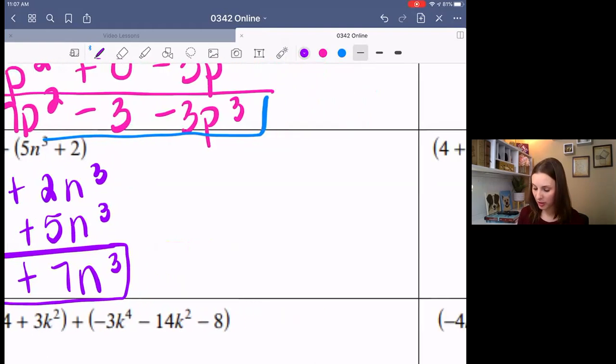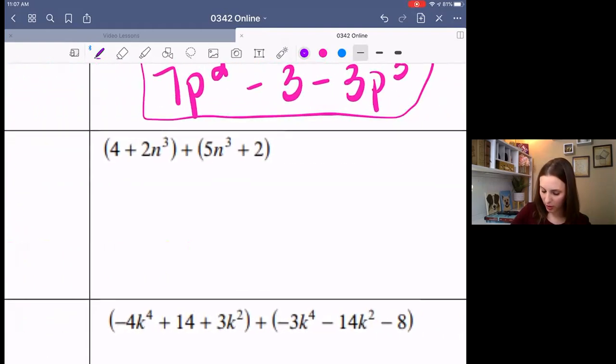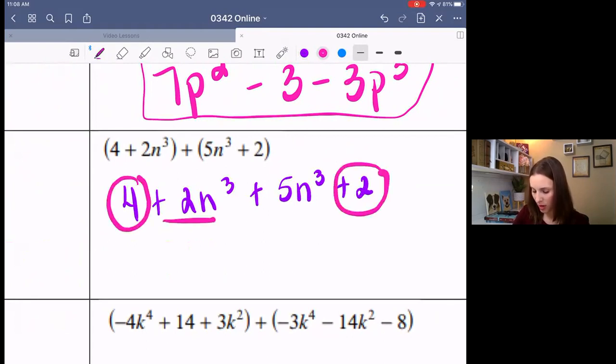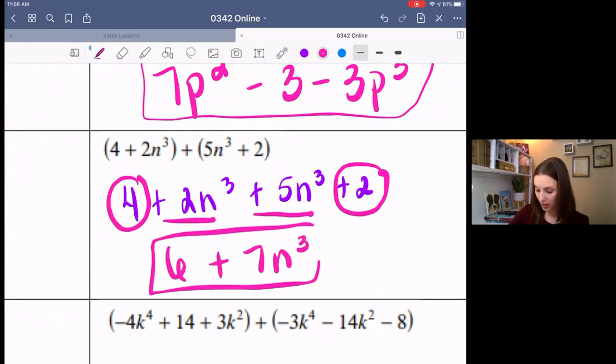And then horizontally, we can drop the parentheses because we're just adding. And then I'm going to circle like terms, underline the other ones, and then add. And that's it. Easy peasy.